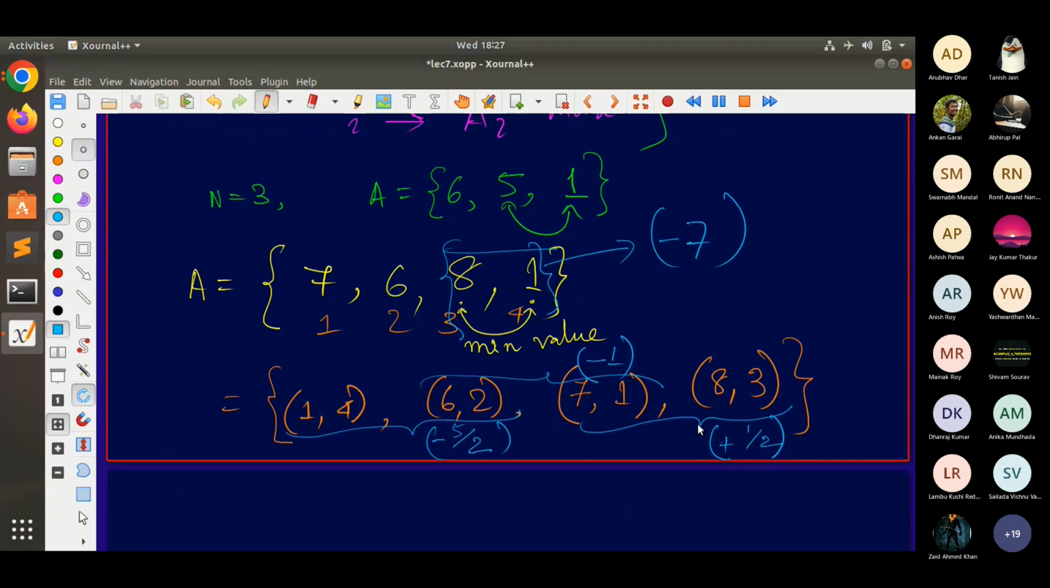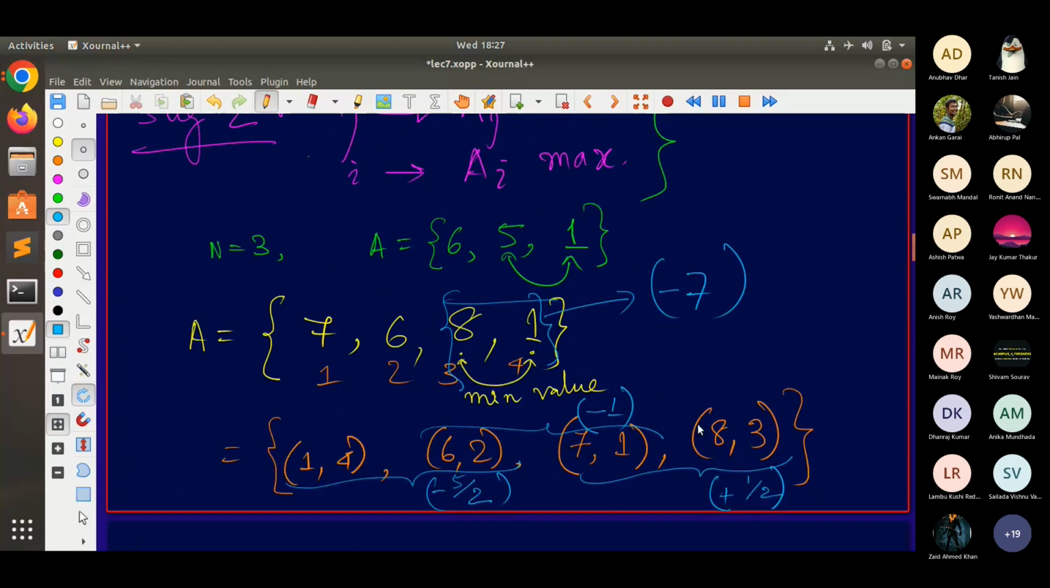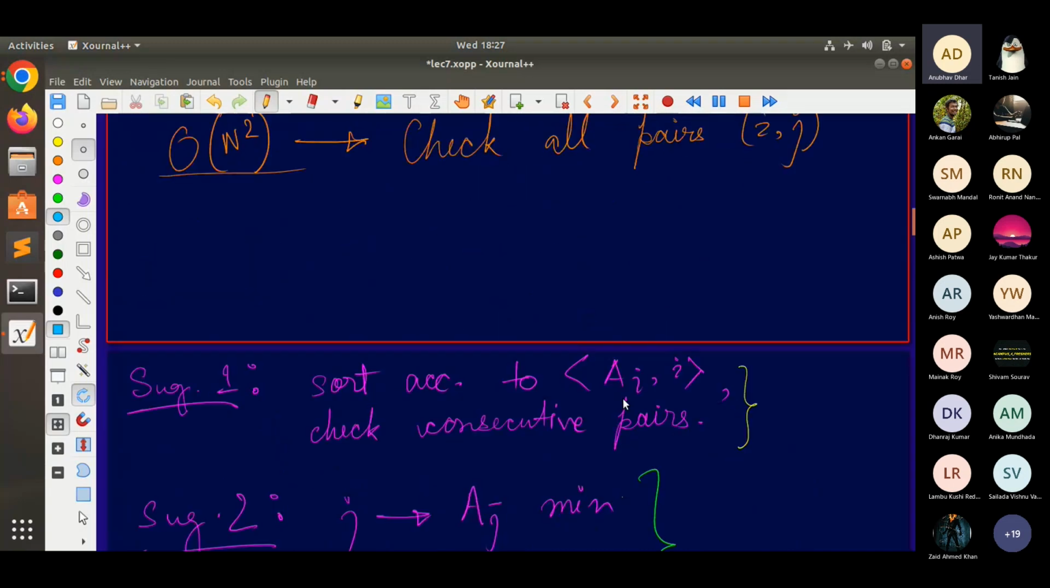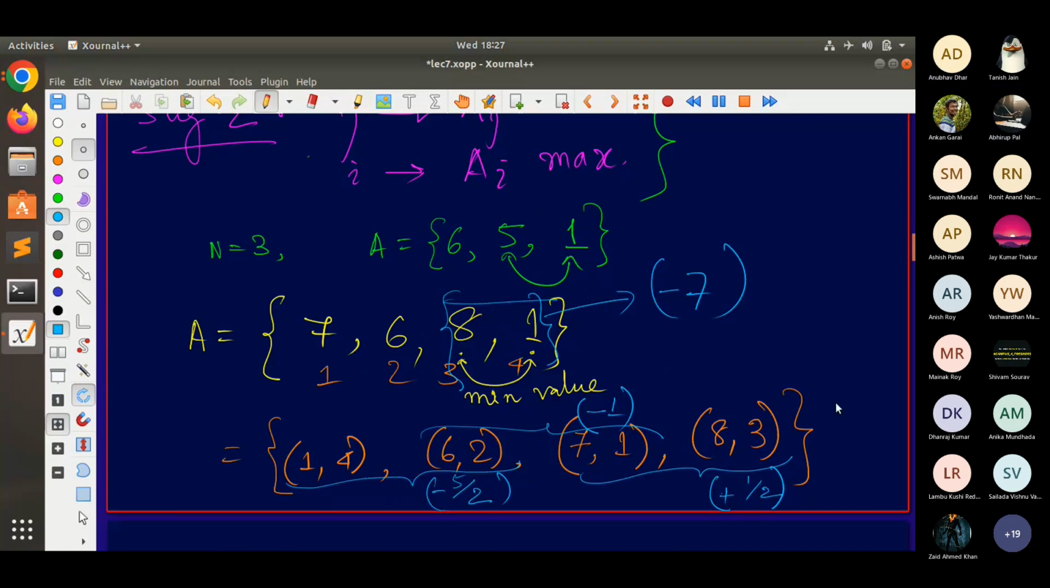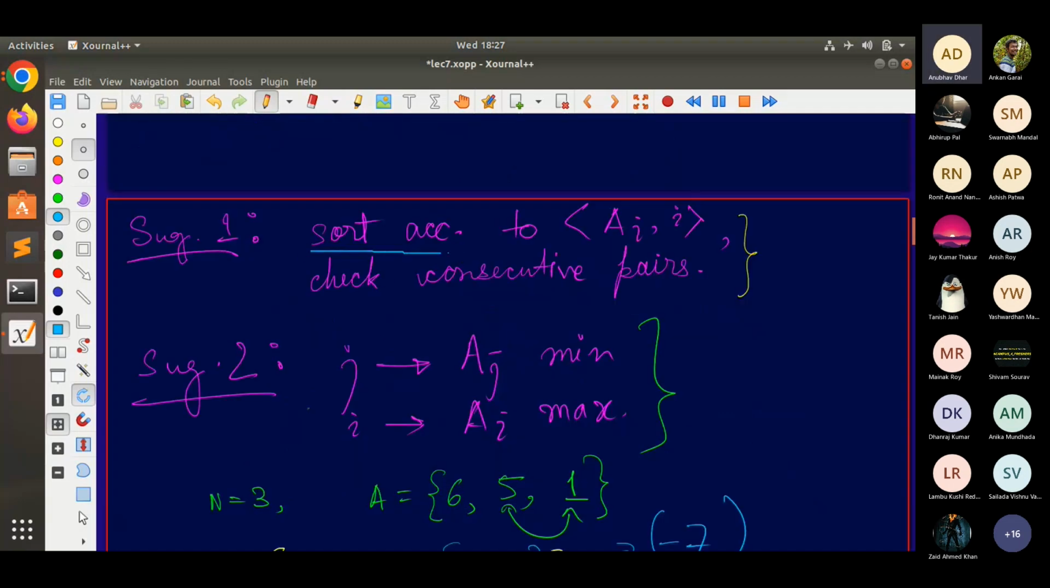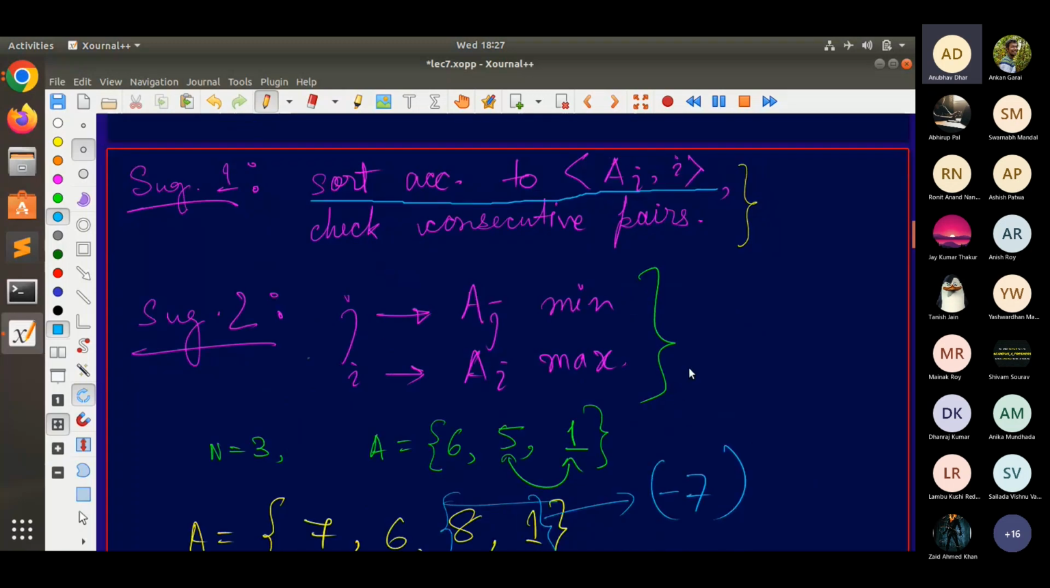Anyone? Hello, I'll be assuming that I'm audible. Okay, is this last part not clear regarding the counterexample? Let me just check this array. I think this won't work. So if you sort it according to A_i comma i and then check consecutive pairs.